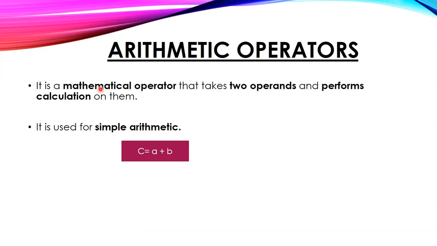Let's see the four operators one by one. First is the arithmetic operator. It is a mathematical operator that takes two operands and performs calculations on them, such as addition, subtraction, multiplication, division. As I said, A and B are the two operands, and it performs arithmetic calculations on them. It is used for simple arithmetic calculation purposes.